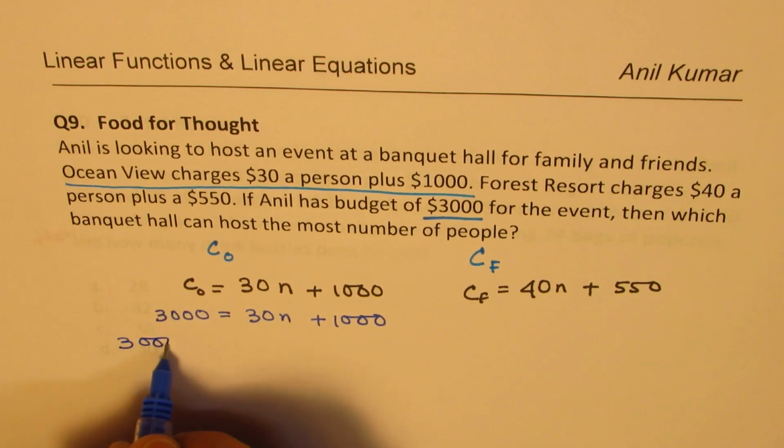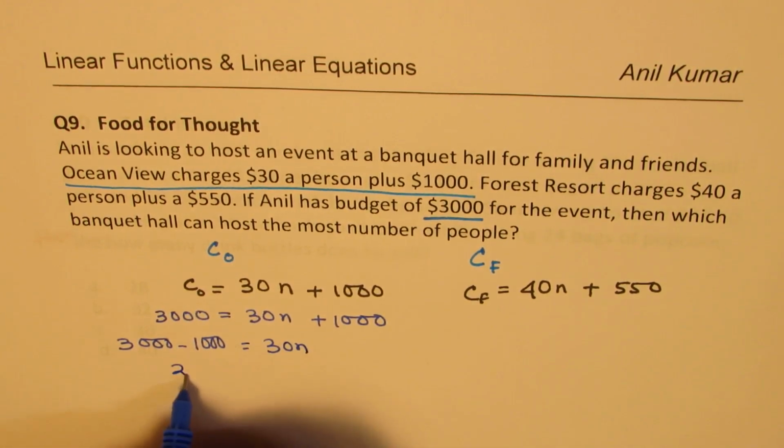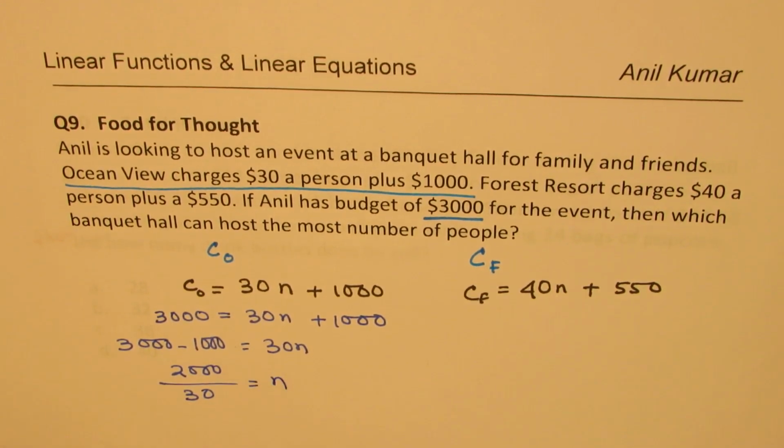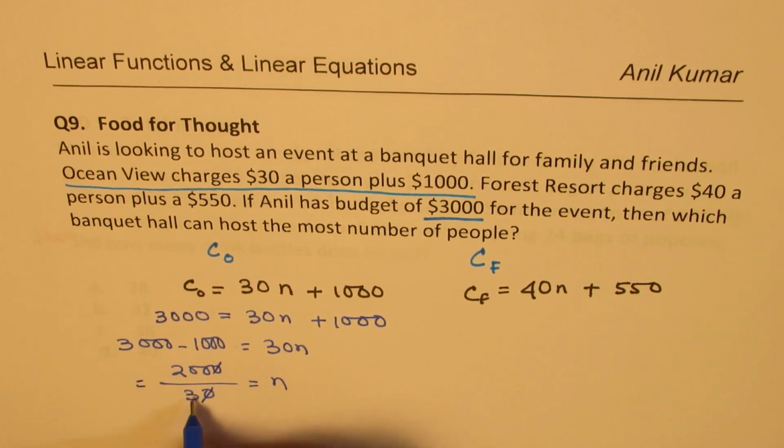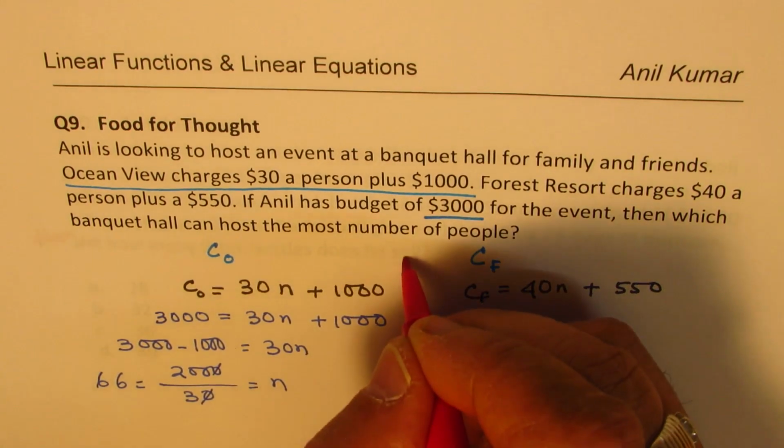So it is 3,000 minus 1,000 equals 30n, which is 2,000 divided by 30. That gives you n, right? So you get your answer, approximately 70 people, right? Okay. So you could say this as, it goes 6 times 18, then 66 people. Perfect. So that is how you get the first answer.